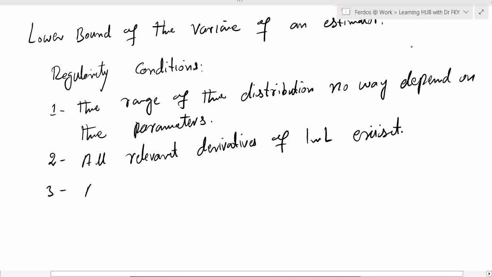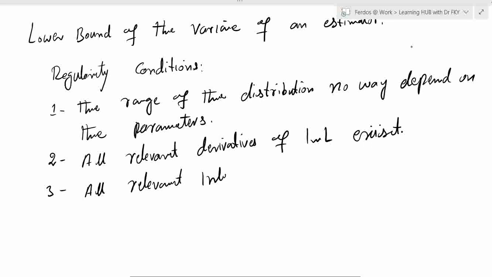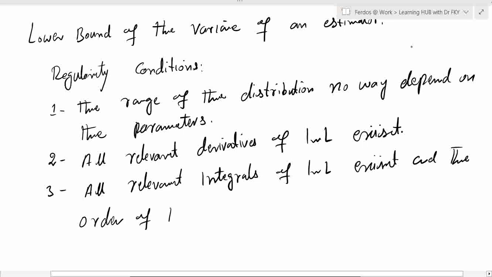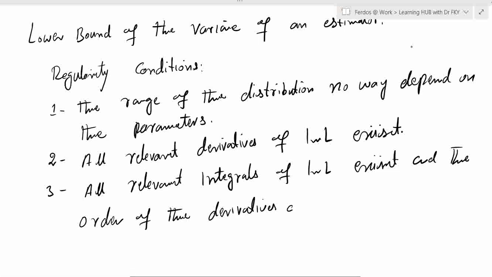Third, all relevant integrals of the likelihood or log likelihood exist, and the order of the derivatives and integration can be interchanged. Integrations can be interchanged.